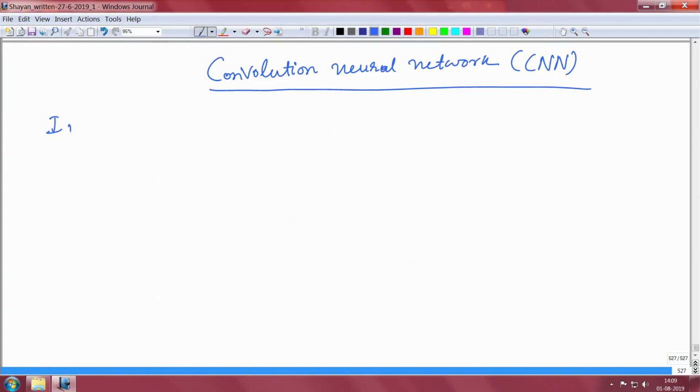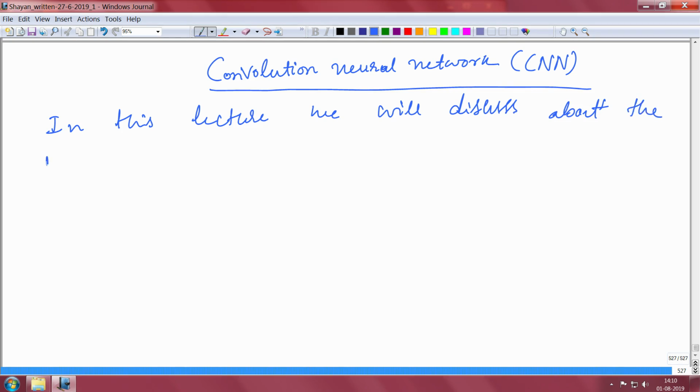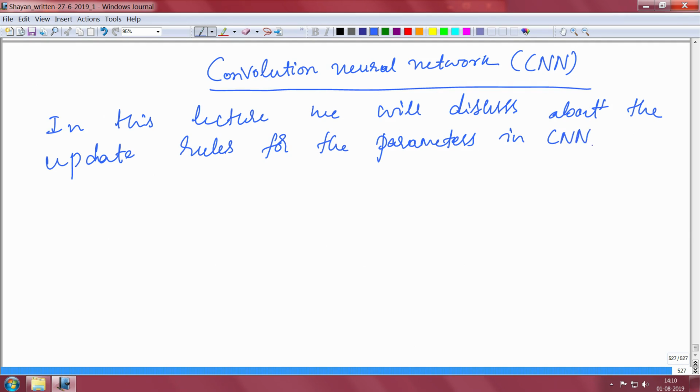So, in this lecture we will discuss about the update rules for the parameters in convolution neural network, which I call it as CNN.